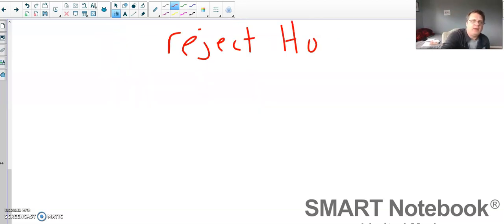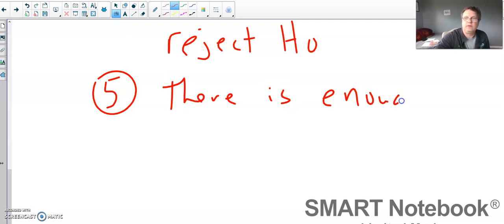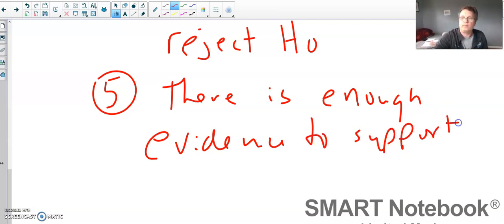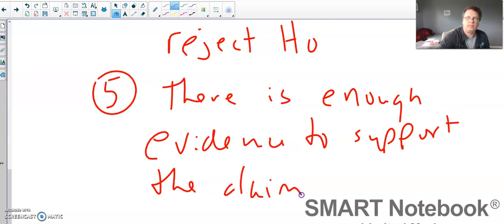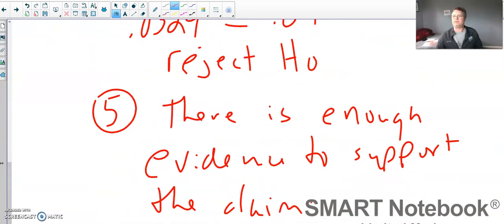And then step 5, from your table, you're rejecting the null hypothesis. Your claim is the alternate hypothesis. So there is enough evidence, and you'd have to write it all out, to support the claim. So what was the claim? That the mean was greater than 275. So we support it based on this data. But you could just follow right with the notes exactly, and just put those answers in.